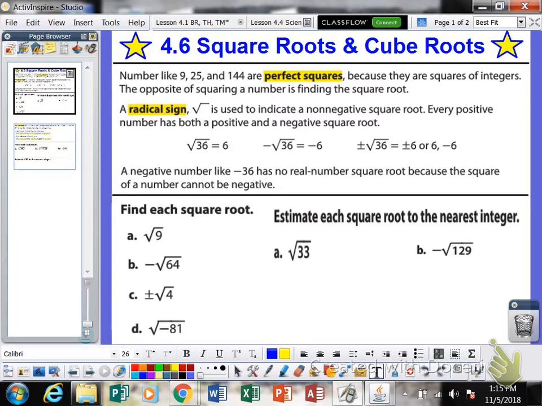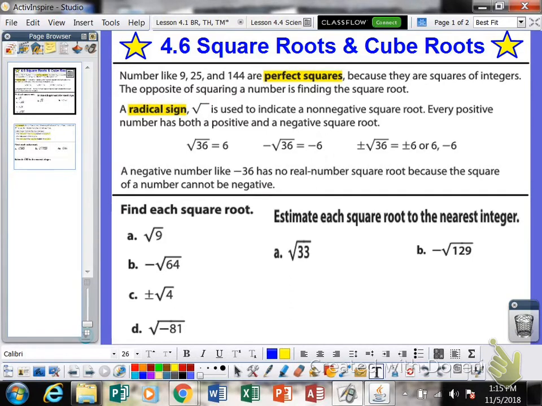The radical sign is this symbol right here. A lot of people call this the square root symbol. We use it, but remember, the radical sign can be used for square roots, cube roots, fourth roots. There are different things that we can do. So that's just called a radical sign. It is used to indicate a non-negative square root. Every positive number has both a positive and a negative square root.